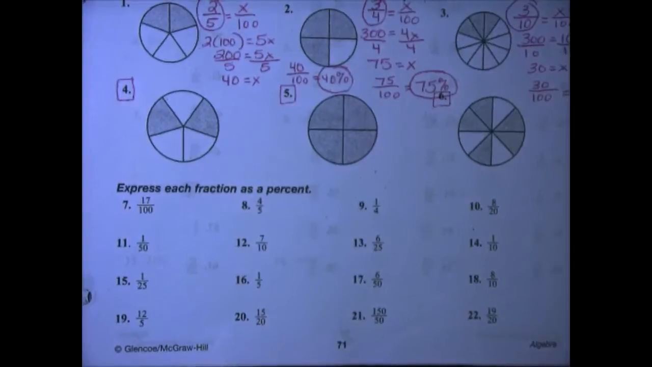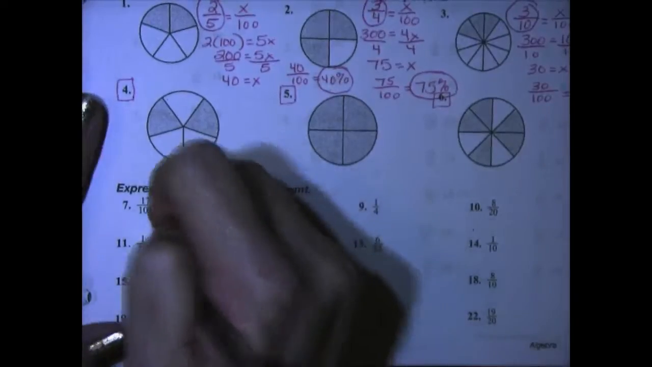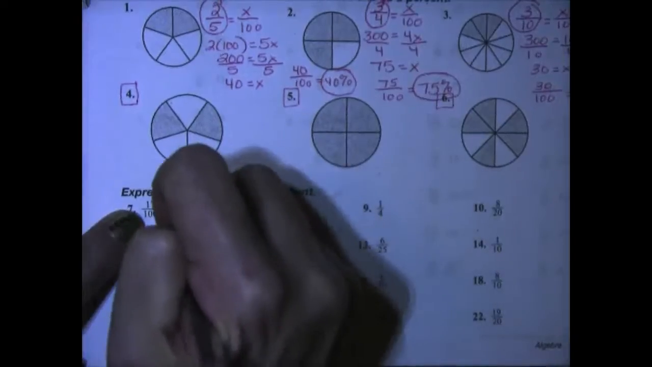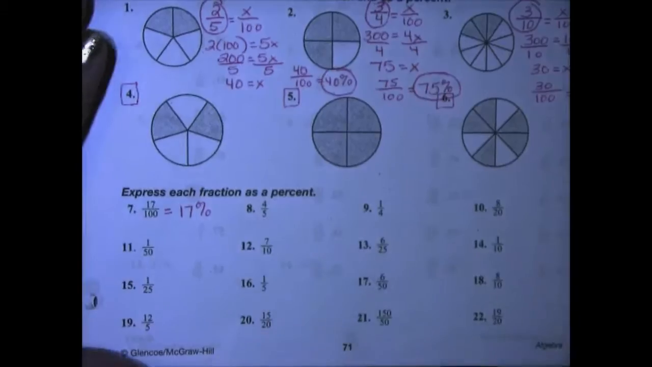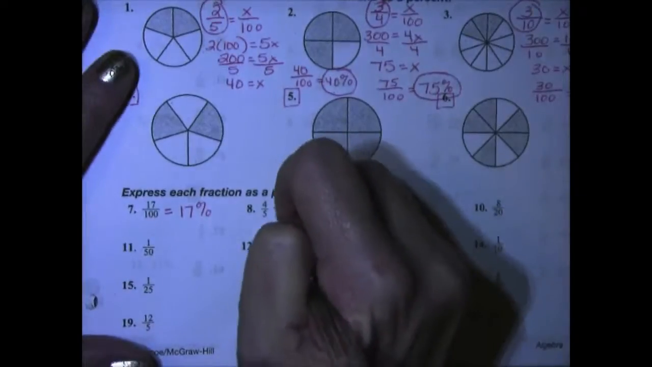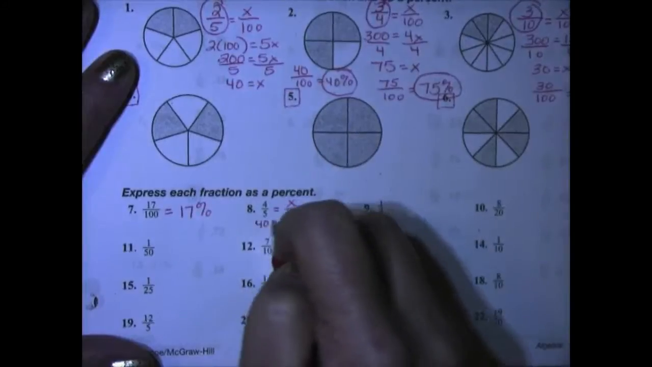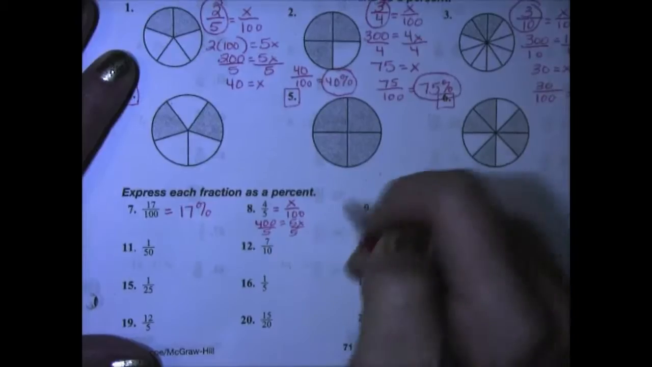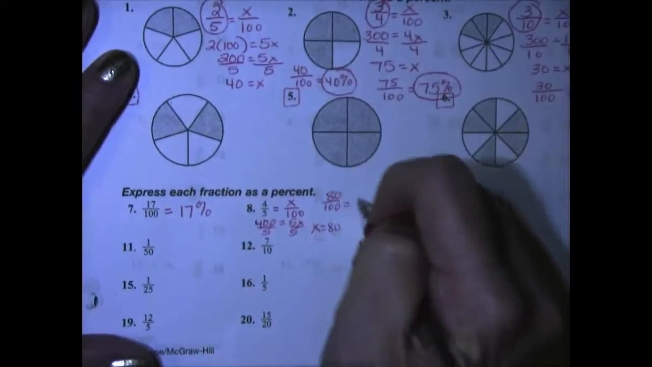Let's take a look down at the bottom. These are no different than the ones we just did, except that we don't have to figure out the fraction. They're giving it to us. So 17 over 100, well, do we really need to set that up with a cross product? Because if it's over 100 already, we know it's just 17%. 4/5, that's one we should know. We should know it's 80%, but let's go ahead and set it up. x over 100. 400 equals 5x. Divide by 5, and x equals 80. So we have 80 over 100 equals 80%.